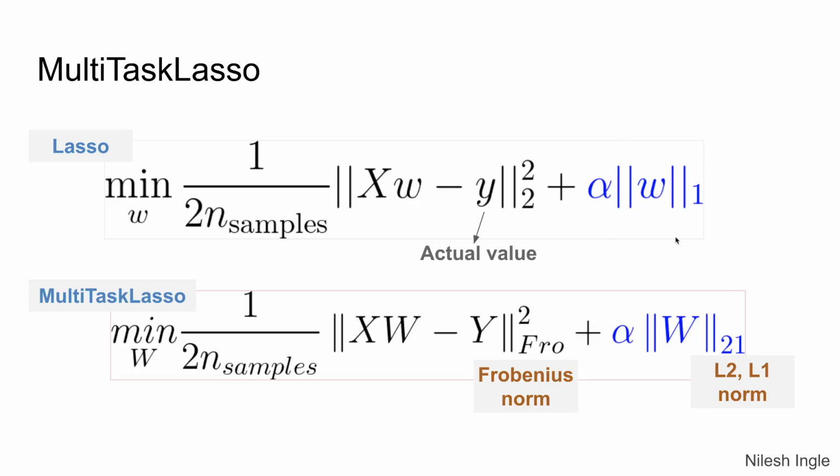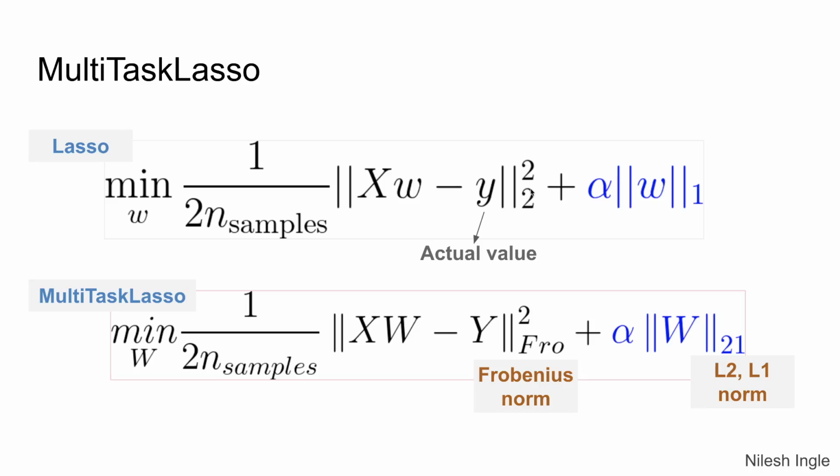Now, in MultiTaskLasso, what it can do is, instead of just one regression output, so you typically would have just one column of numbers for output for regression, the multitask lasso can handle more than one output column. So, therefore, the W term here is capital, and Y is also capital because it's a matrix that is output. And hence, we have the norms that are changed.